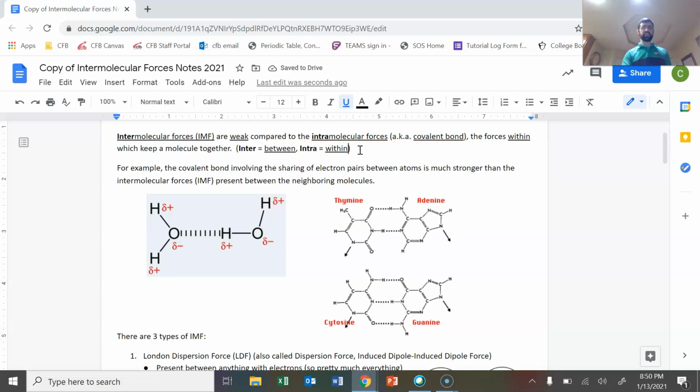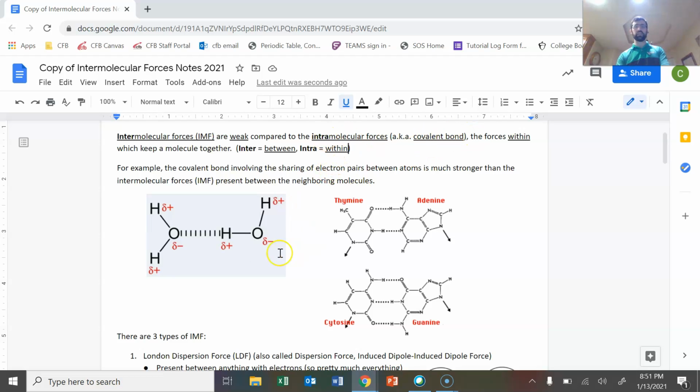So let's look at the difference in this diagram here. You see the dotted line? We have two different water molecules here, H2O. This dotted line is between the H2O molecules. There's some attraction between the molecules, but it is not as strong as the attractions between the atoms that hold it together as an H2O molecule. This is called an intermolecular force. That's what an IMF is. It's the attraction between molecules.